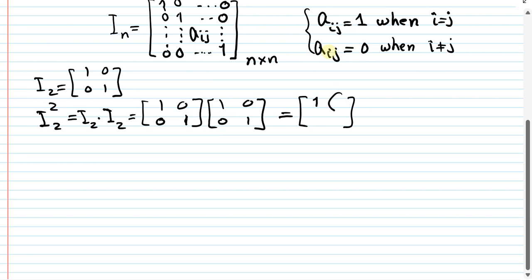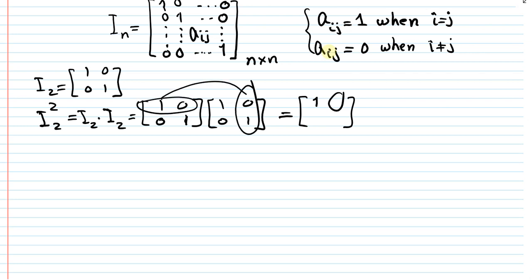Okay, to get the number in the first row, second column, I'm going to do first row, second column, multiply the corresponding elements. So that's going to be 1 by 0, 0 by 1, and both of those are 0. When you add, you get 0. Kind of see where this is going, right?